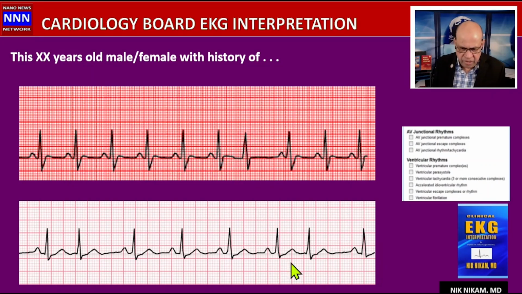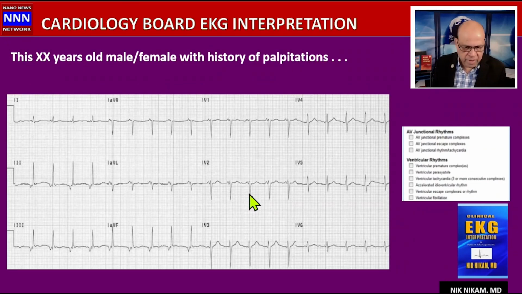And here's a much better example of a premature junctional beat. Here's another one: sinus, sinus, sinus, sinus, and a premature beat with maybe a retrograde P wave here. So this is an example of junctional premature beats.